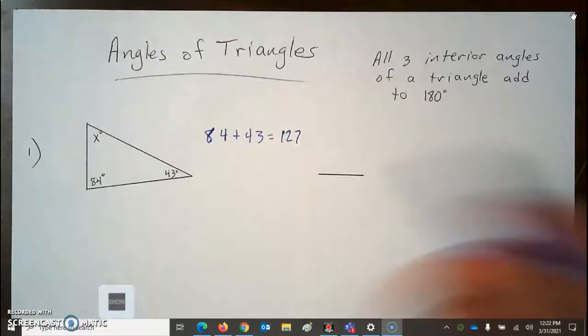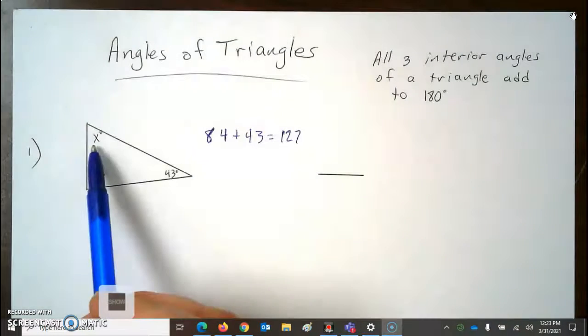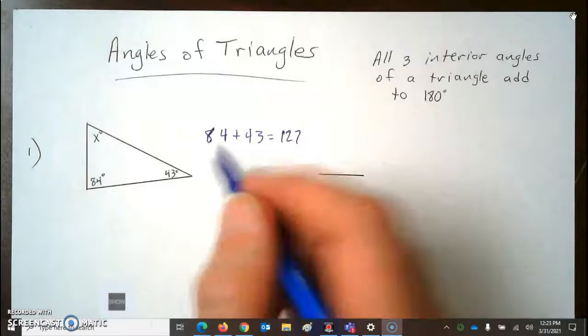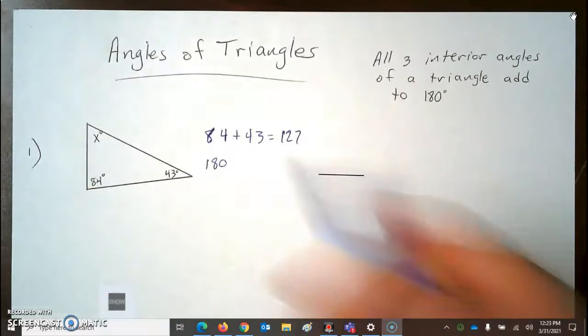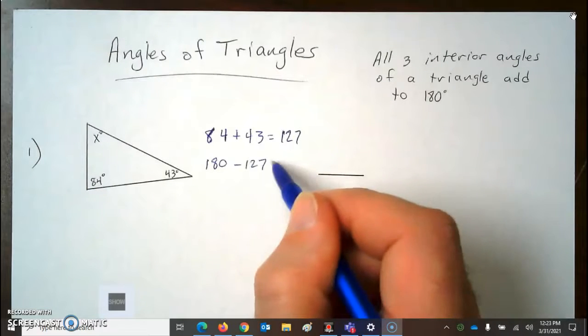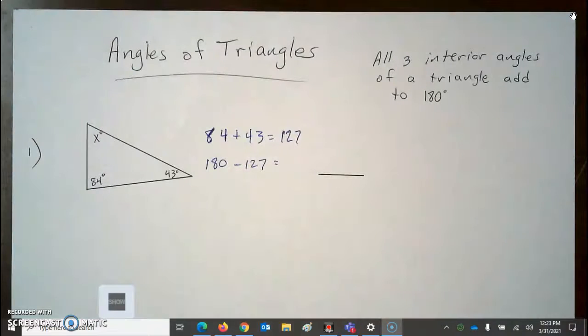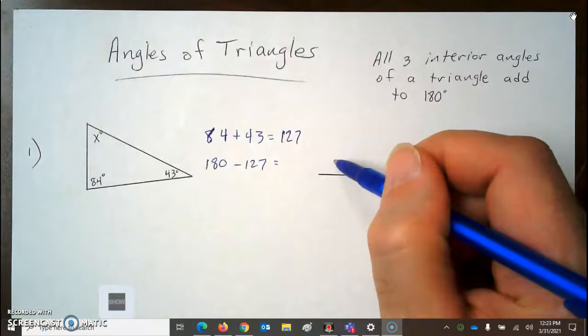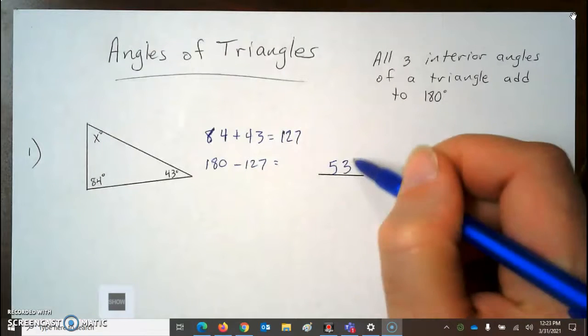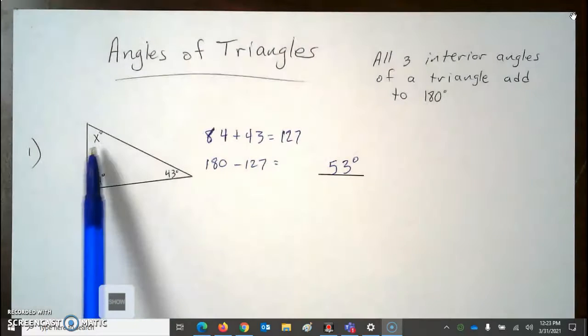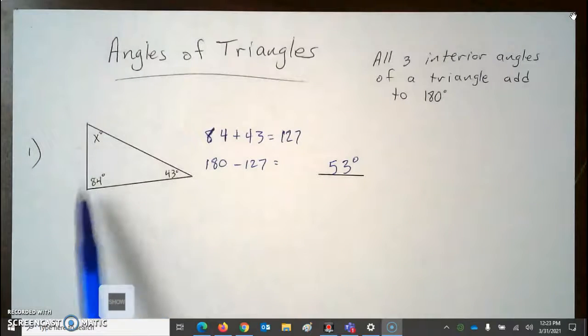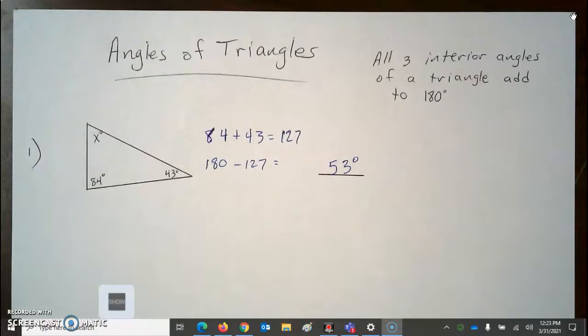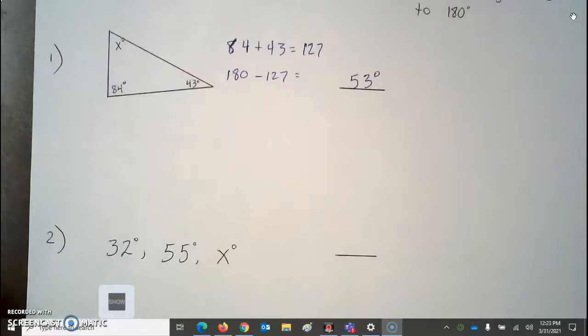So now I will just subtract from 180 to get that value of X. So 180 minus 127 is 53 degrees. And if you put 53 here and add up the three numbers, you will get 180. Okay, so there are a few of those.